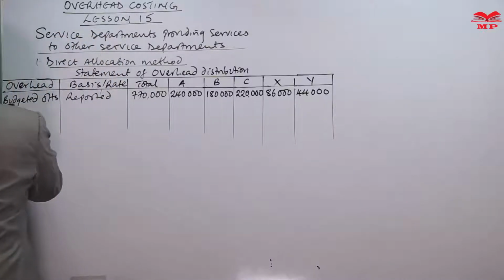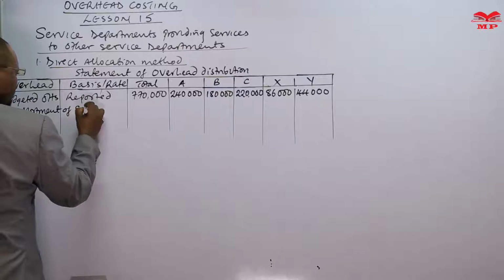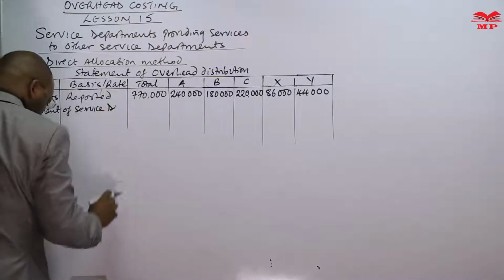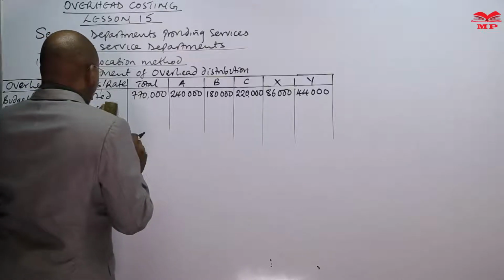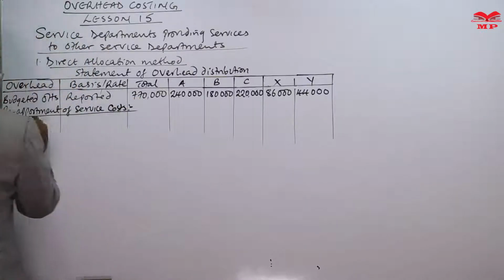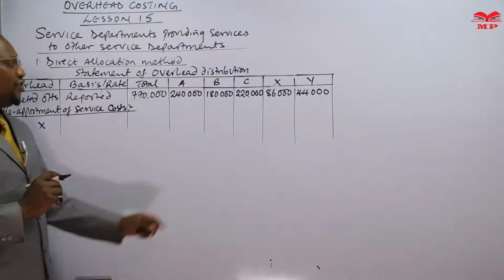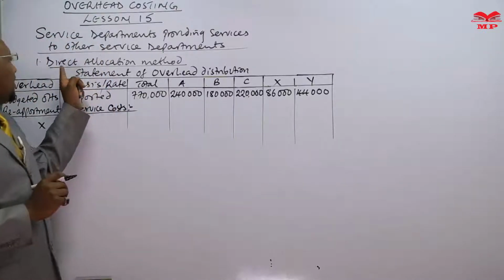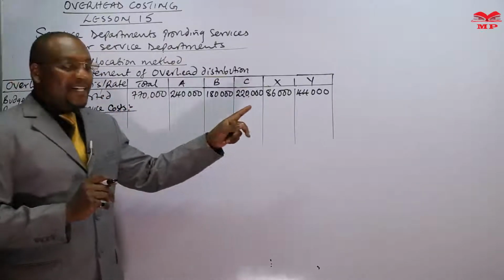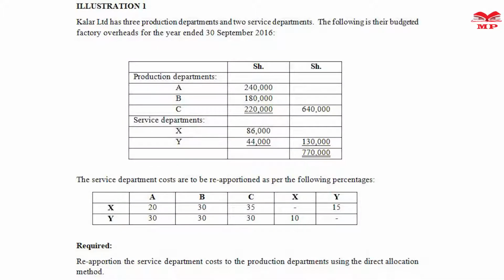Then we are supposed to reapportion. So you come and have here reapportionment of service department cost. So here we'll begin with department X. Departments X and Y, they are service departments. How do we share the cost for department X? Under the direct allocation, we ignore the inter-service department services between X and Y. So we assume that X does not provide a service to Y. And because the percentages that have been given for X giving to A, B, C, and Y are 20, 30, 35, and 15, we are going to ignore 15.